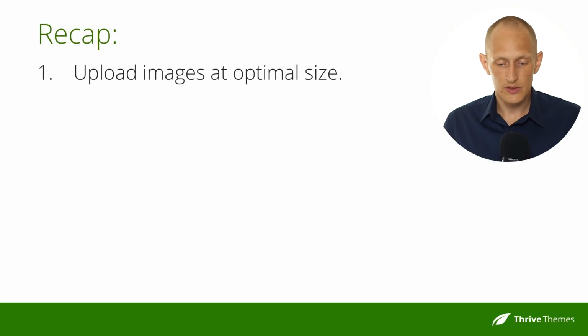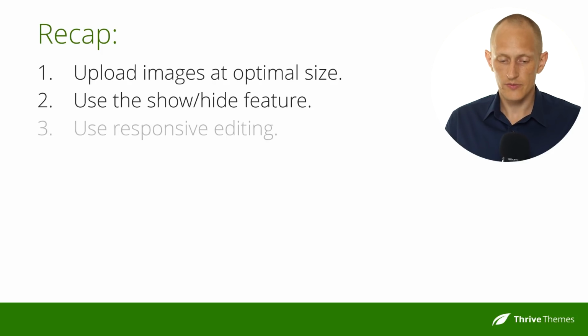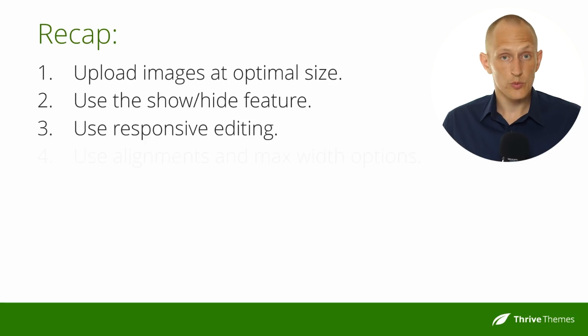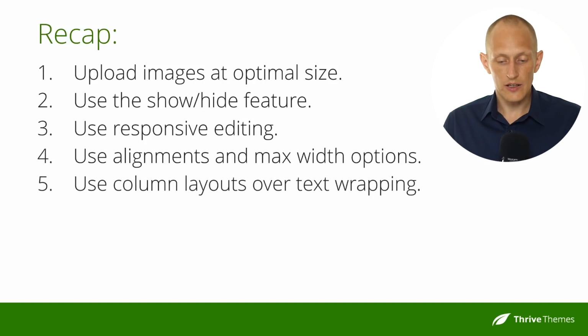Here's a quick recap. Number 1, upload images at their optimal size, which is the largest size they will be shown at. Number 2, use the show hide feature, but only for inline changes such as text changes. Number 3, use responsive editing for everything else. Number 4, use alignments and max width settings before adding side paddings and margin and stuff like that. Number 5, use column layouts in favor over text wrapping except for very small things.